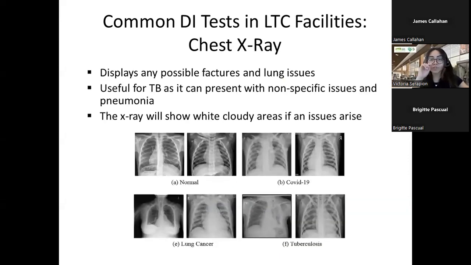Chest X-rays are also commonly used within long-term care facilities as a diagnostic imaging test, as it can possibly show any fractures or lung complications within the resident. And it's useful to detect TB as it can also present in any non-specific issues or pneumonia. And you can see here that in a normal X-ray, you can see right through it. However, when someone has COVID-19 or lung cancer, you can see all these white spots, which could indicate that there is a problem within the chest X-ray. And although as IPs, you won't have to diagnose a resident using these, it's important for you to be able to understand to see if there are any issues or complications that you should be notified about.